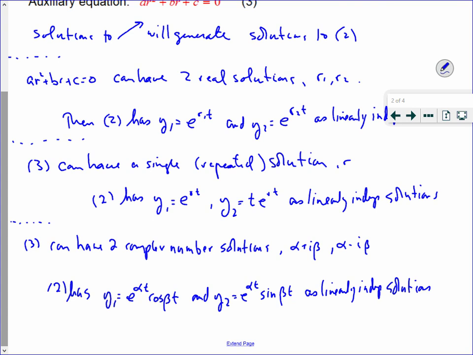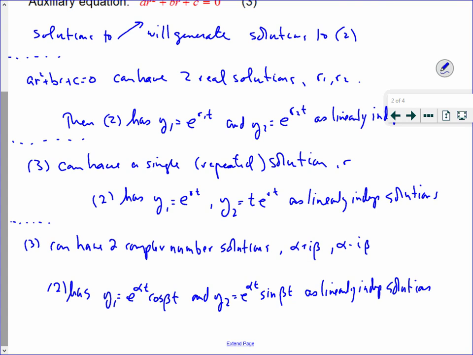In other words, if that auxiliary equation is a perfect square, you'll have one single solution. And then you have e to the power and t times e to that power as linearly independent. And if it's complex number solutions, then you have to break them down into the real and the imaginary parts. The real part will be in the exponent of e, and the imaginary part will be in the argument of the trig functions. And it's really kind of neat.